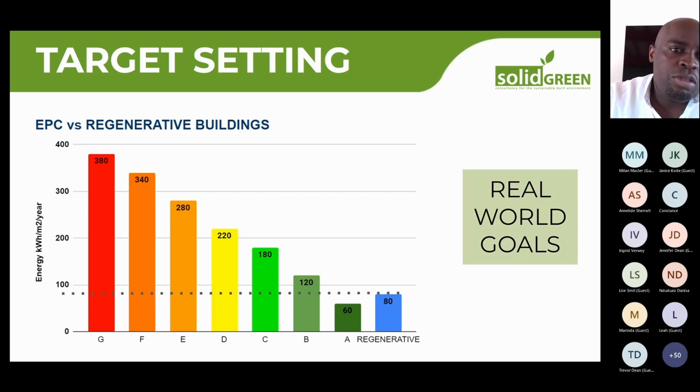So Francois mentioned earlier the EPCs and legislation that has come into place, which means that real world performance of buildings is being measured and is being reported, right?